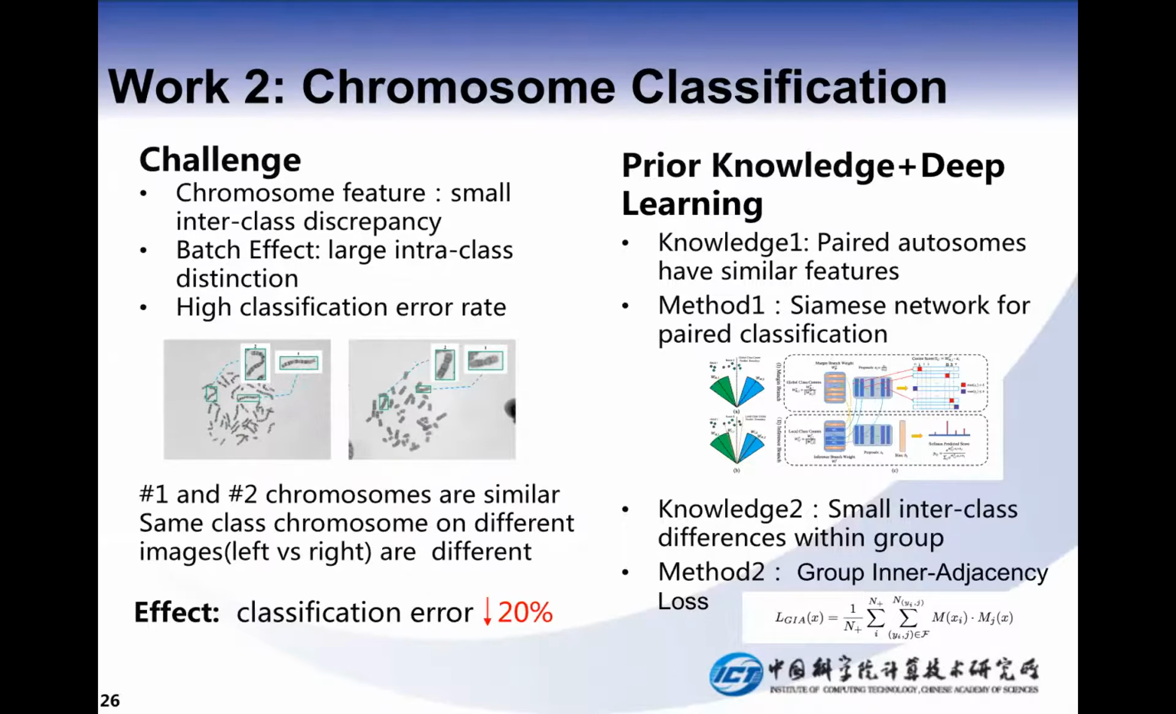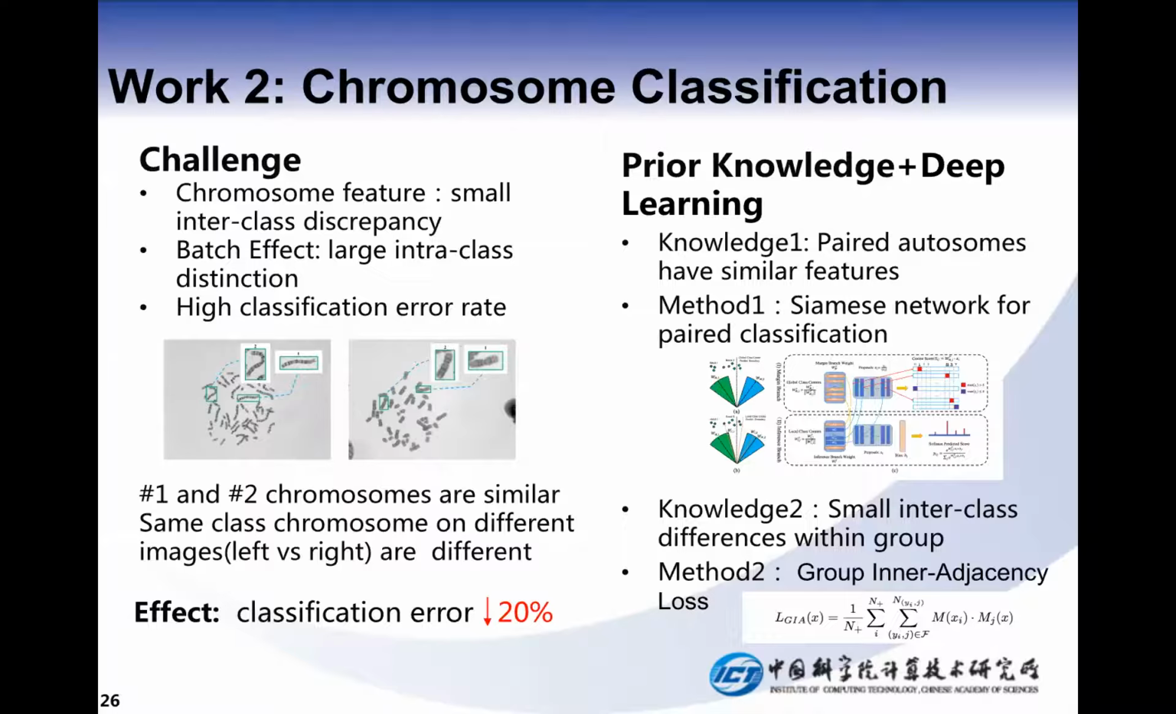We use 2 prior knowledge to improve the performance. The first prior knowledge is that autosomes are usually displayed in pairs. So paired autosomes in each figure usually have very similar features. Based on this, we develop a Siamese network for paired classification to classify the chromosomes twice. The first time, we detect the most confident chromosome in each class and use the feature vector of the chromosome to update the decision boundary to search for the next one. In this way, we can greatly reduce the batch effect.